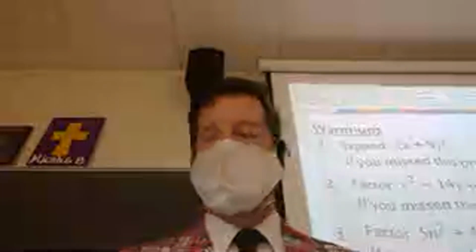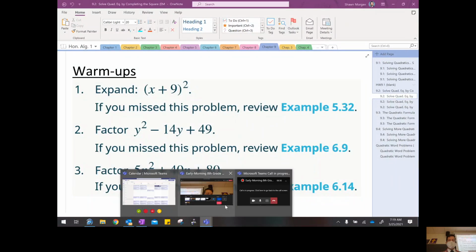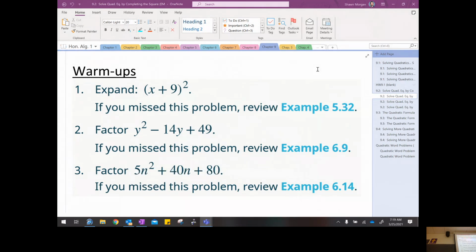So those of you that are watching at home, I've got our 3 warm-up questions for the lesson. We're doing more examples in section 9.2 on completing the square. And as y'all warm those up, I will be right back.